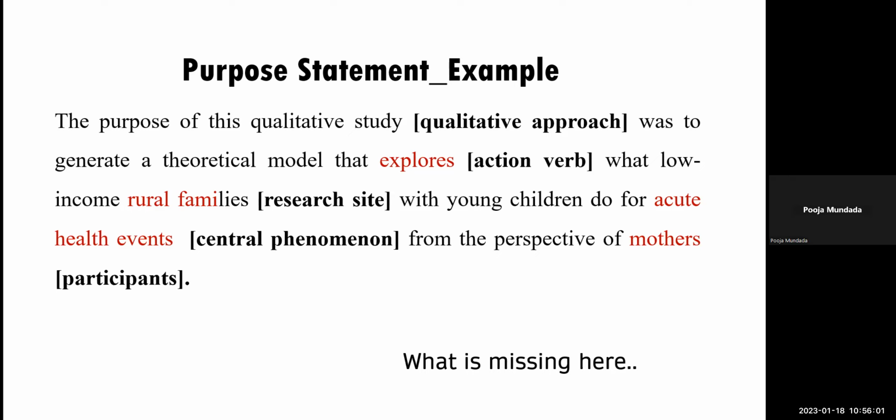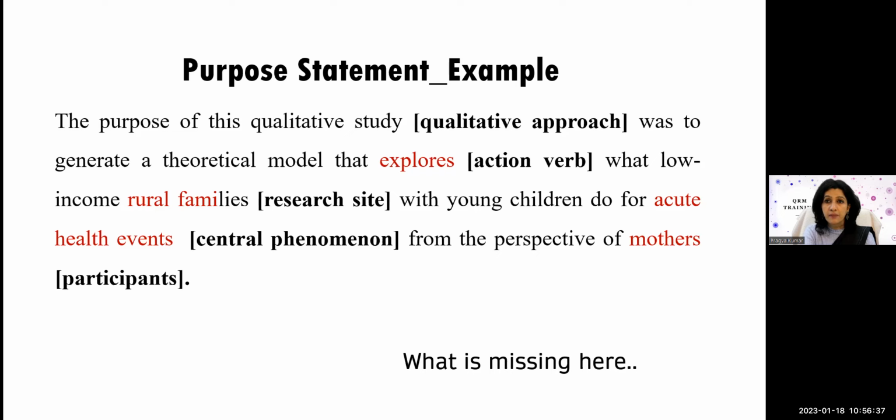Thank you. You can see here that it is written: the purpose of this qualitative. Here the person has just written qualitative because it's a qualitative study. He has not specially mentioned the type. To explore, that was the action verb. Low income rural families, that was maybe the population, sorry, the research site. And what they, with young children, do for acute health event. So acute health event is the central phenomena, from the perspective of mothers, who will be the participants. So what is missing here?